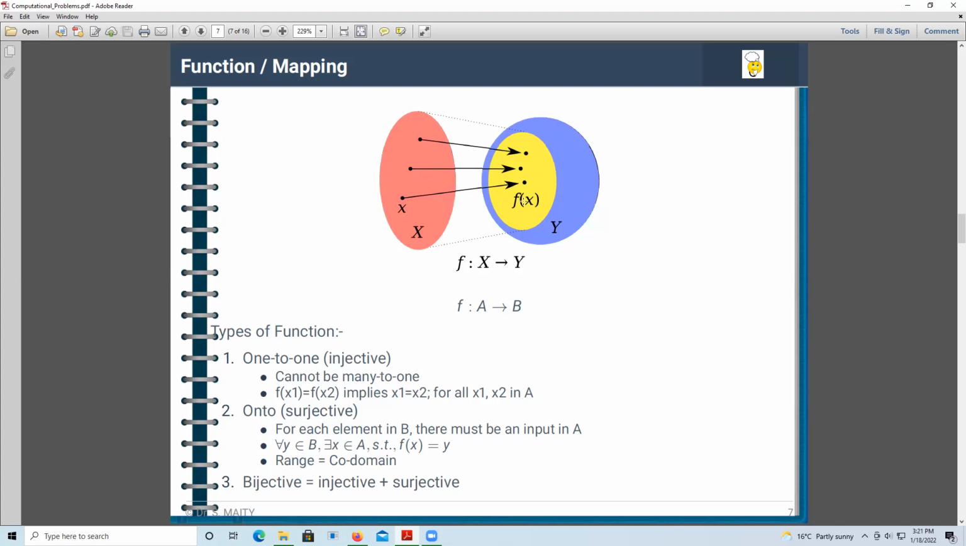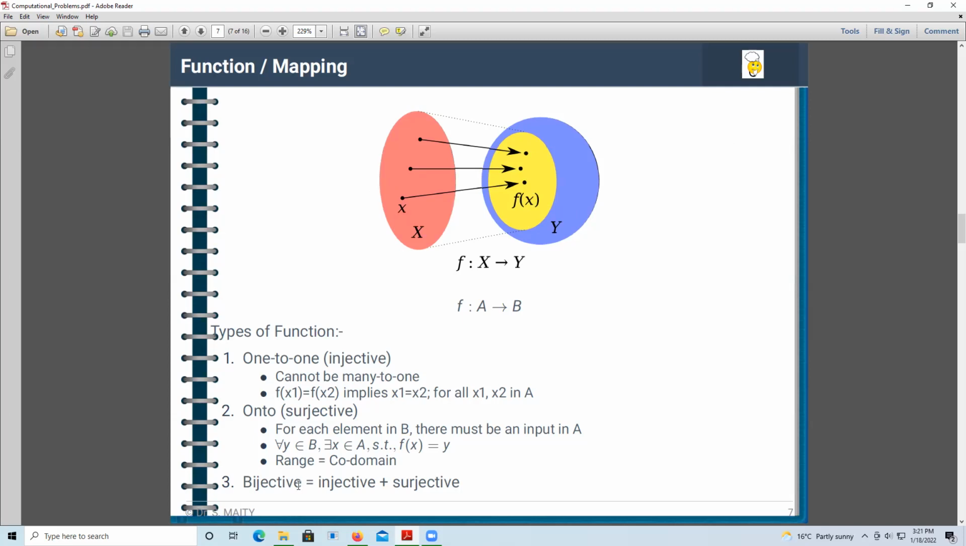Next is the onto function. Onto meaning surjective also. Some people call it a surjective function. Onto function meaning what? Again, if we define it in general language, then it says that there should be no element in B for which there is no input in A. Or in other words, for every element in the codomain, there must be a corresponding input in the domain.